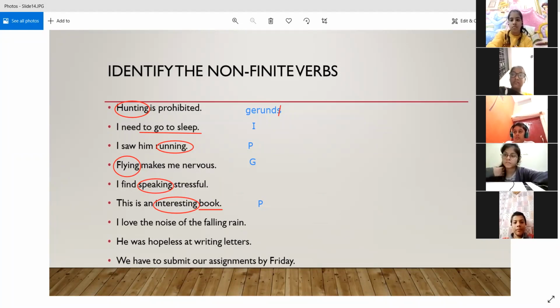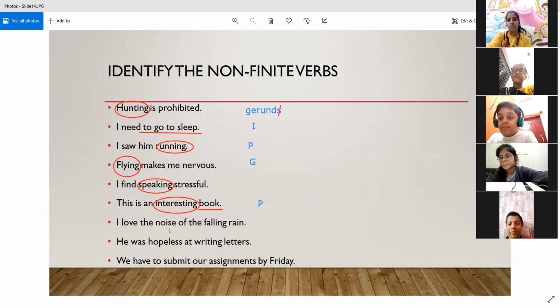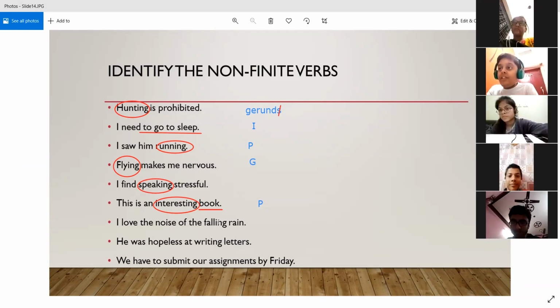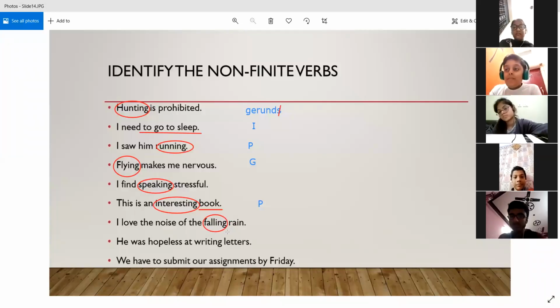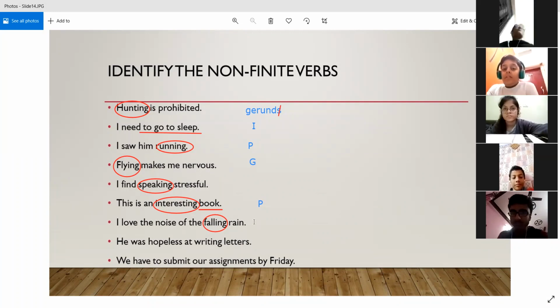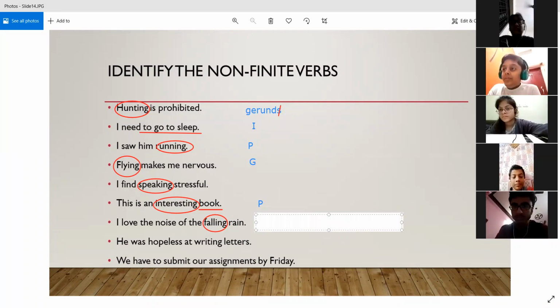Yes, Atufa? Okay, Atufa is not getting the permission. Yes, sir. Sir, falling is present participle because it is adjective of rain. Yes, so basically falling rain. So over here, what is happening is that this falling is describing the rain, right? What type of rain? Falling rain. I love the noise of falling rain. So falling over here is playing the role of an adjective. Therefore, it is a participle.